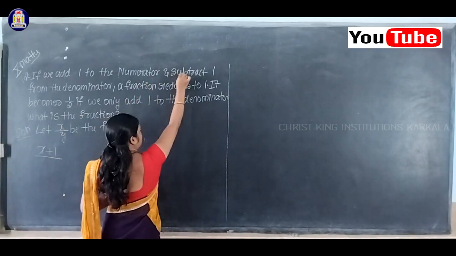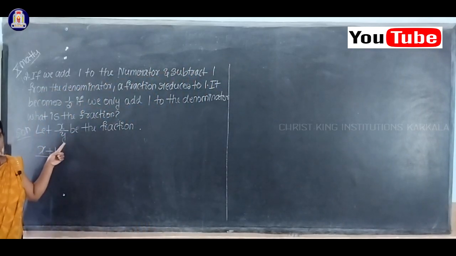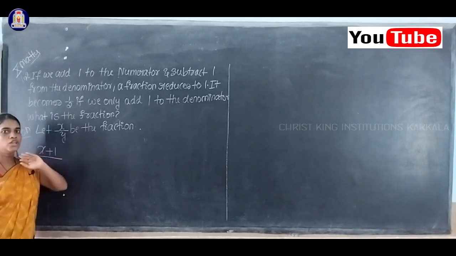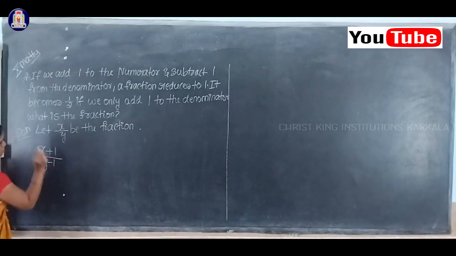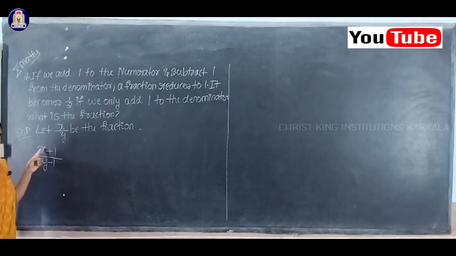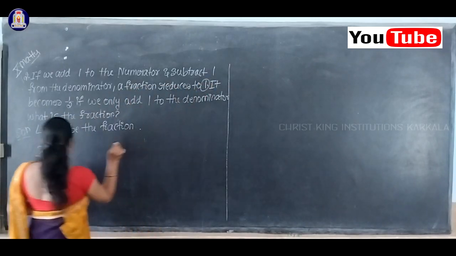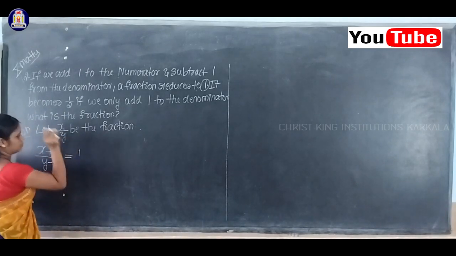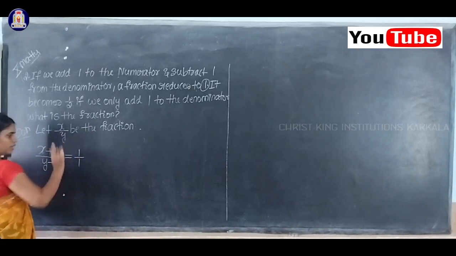And subtract 1 from the denominator. Here y is the denominator, isn't it? So from this denominator you have to subtract 1. That means y minus 1. Add 1 to the numerator means x plus 1. Subtract 1 from the denominator means y minus 1. Okay, a fraction reduces to 1. That means this fraction will become 1. So shall I write this 1 as 1 by 1?